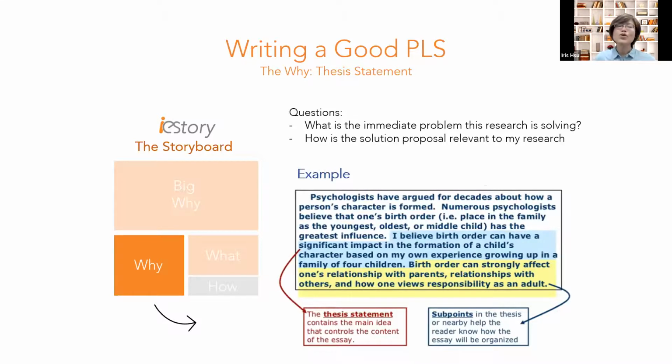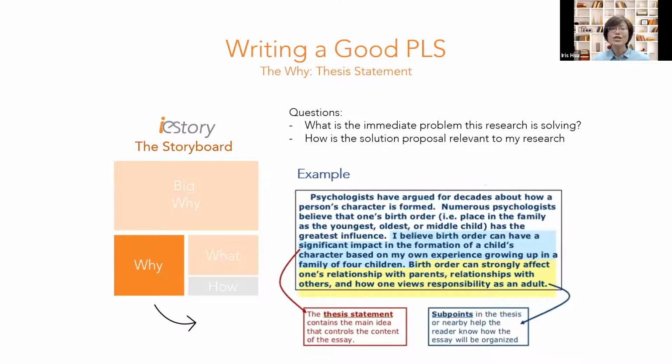So the same goes with your own research paper. When you are trying to write a plain language summary, ask yourself again, what is the immediate problem you're trying to solve? And try to convey that message into some kind of sentence, some kind of language that non-field experts can also understand. And another question is, how is the solution proposal relevant, let's say, to the research, or relevant to your target audience?